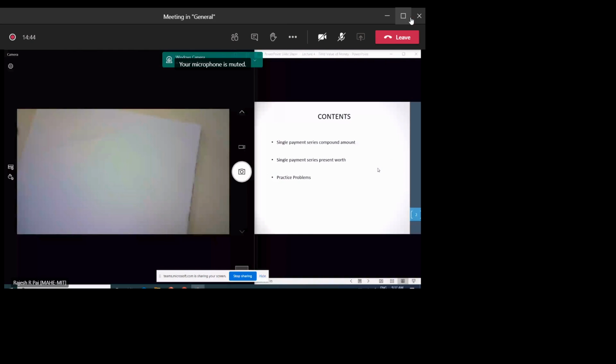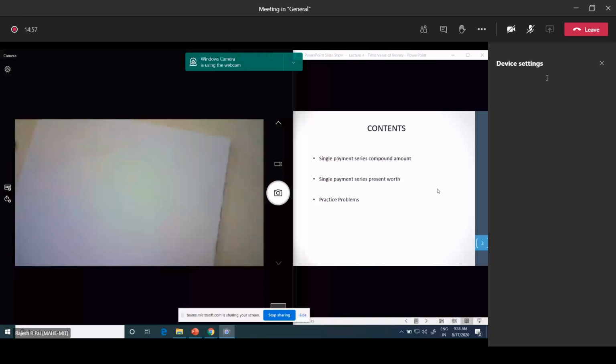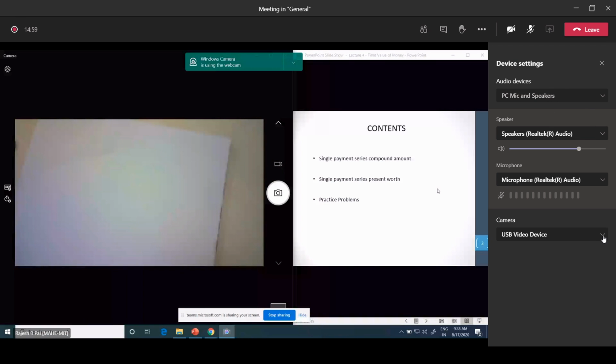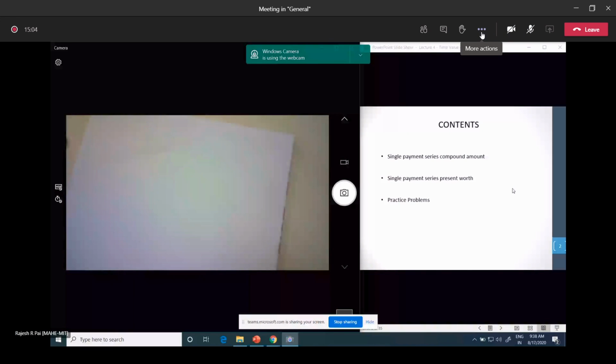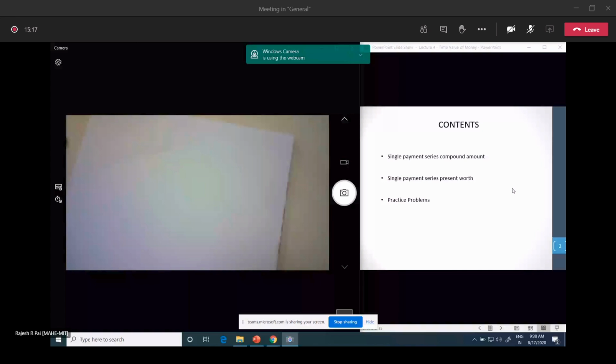Fine. In the previous class, we started with the single payment series. We started with the cash flow diagram basically. Then we moved on to the single payment compound amount factor. I guess we solved only one numerical on it. Today we will be solving the other type, that is single payment series present worth. You also have some practice problems; I will share this PPT anyhow, so later on you can analyze the questions.